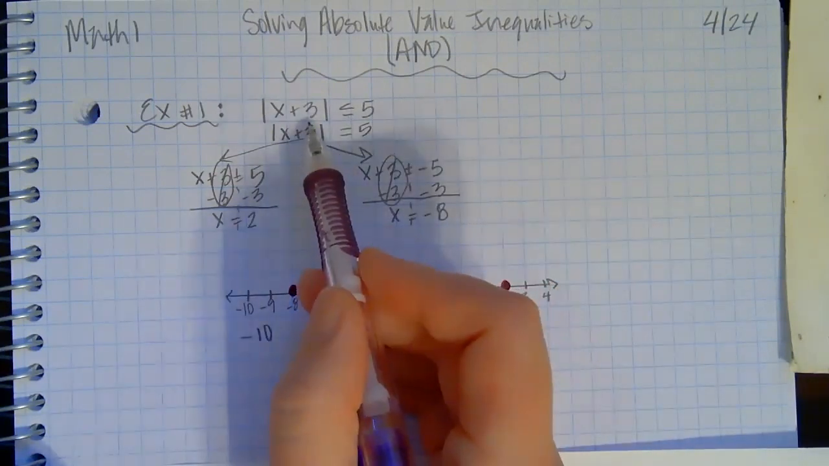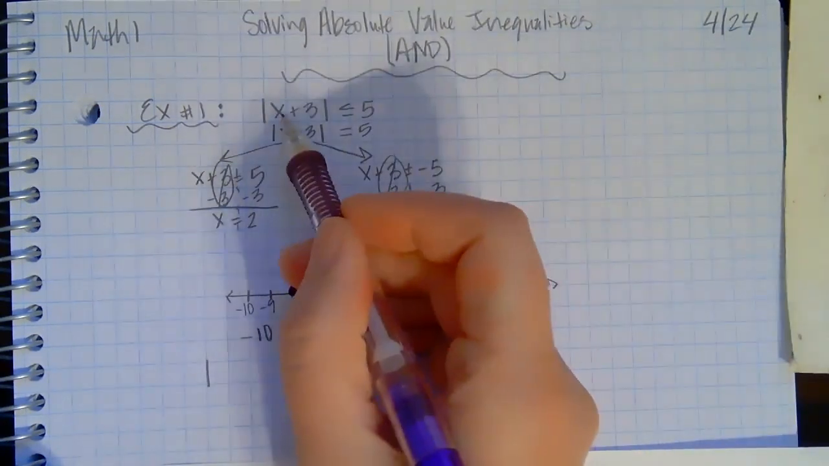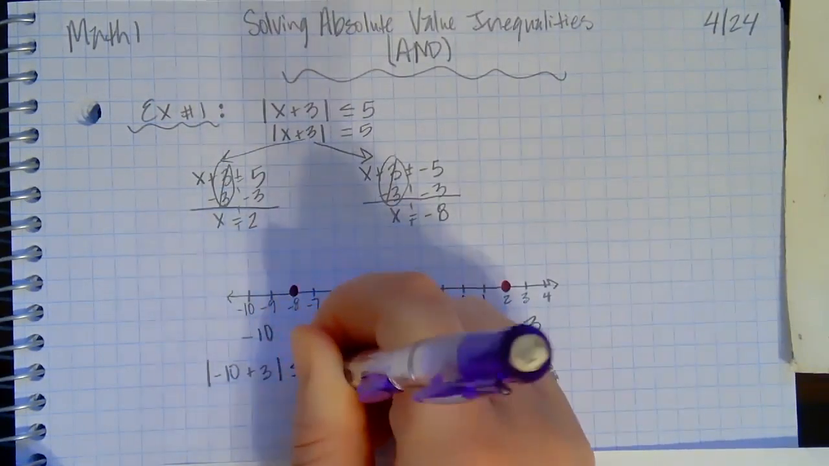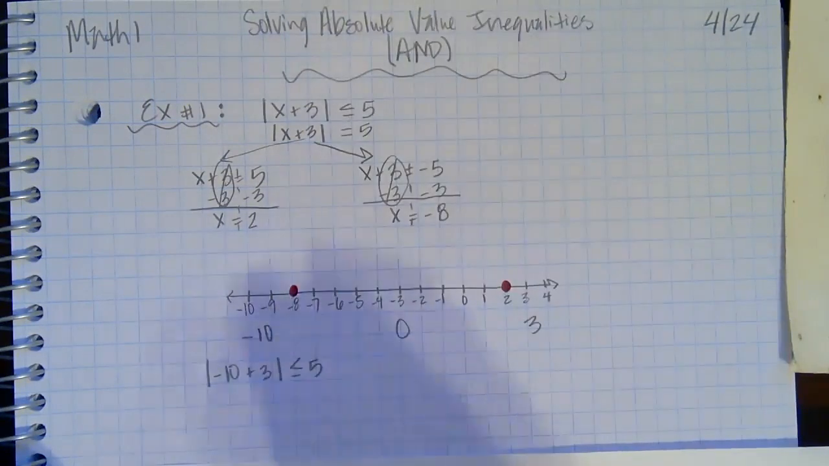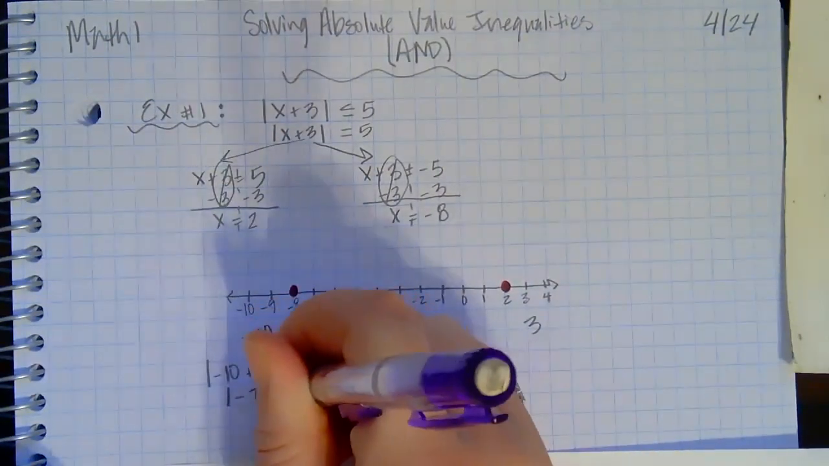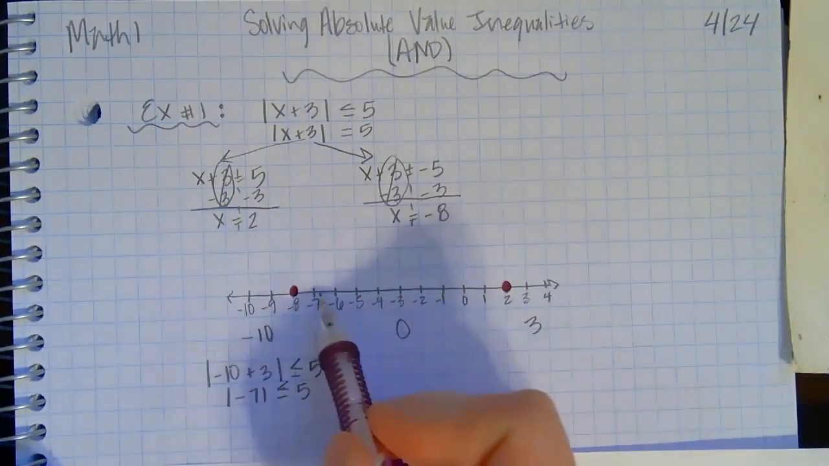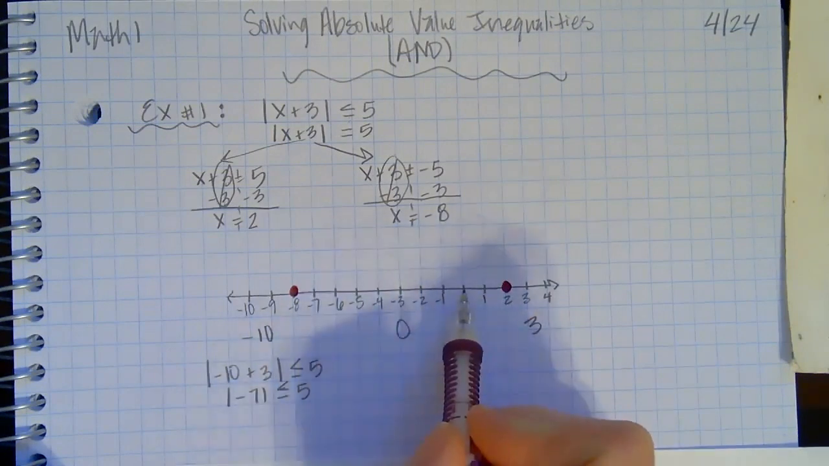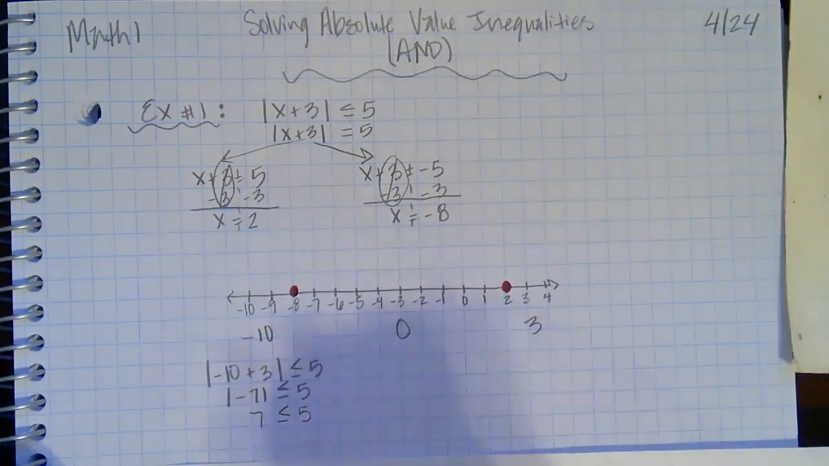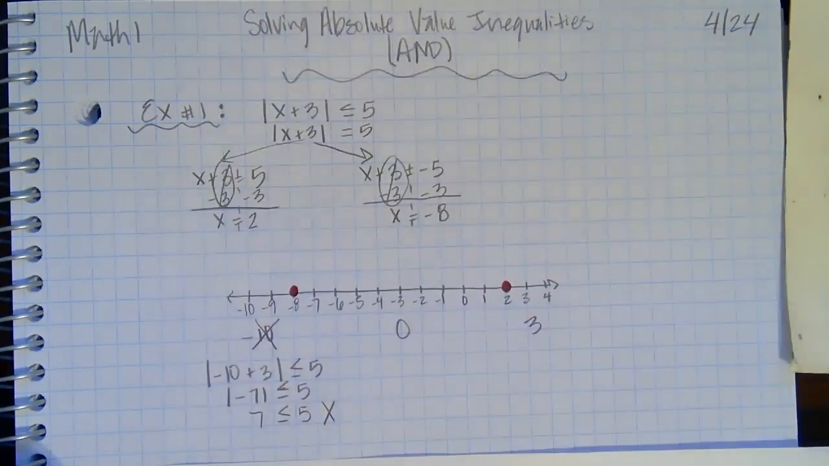I'm going to substitute that into the original inequality up here. So I have absolute value, and then instead of writing x, I'm going to put in negative 10 plus 3 is less than or equal to 5. So I'm copying this exact same thing. Negative 10 plus 3 is negative 7. And the absolute value of negative 7 means the distance from 0. Negative 7 is 7 spaces away from 0. So is 7 less than or equal to 5? No, it is not. So I'm not going to shade on that part.